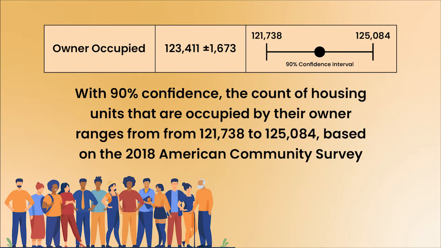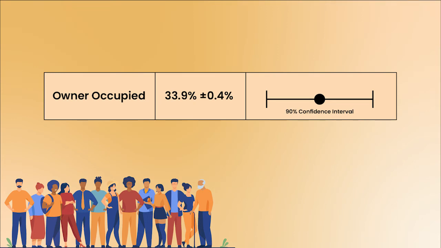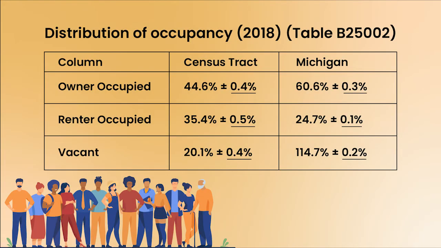Now you can say with 90% confidence that the count of housing units occupied by their owner ranges from 121,738 to 125,084 based on the 2018 American Community Survey. This method of calculating a confidence interval also works for percentages. So, why use the margin of error?